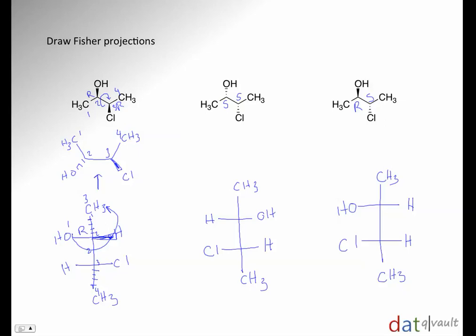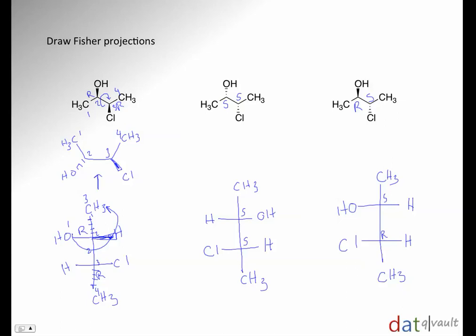And if you look through and do the rest of them, you'll notice that this is indeed RR configuration, SS, and SR. So if you don't remember how to label S and R configurations, I suggest going back to that lecture and practicing a little bit, and then going through and confirming that these indeed are the S configurations.